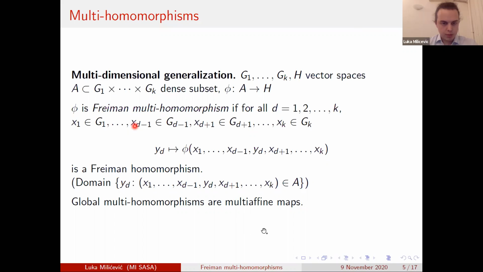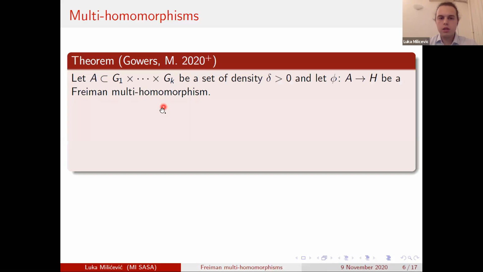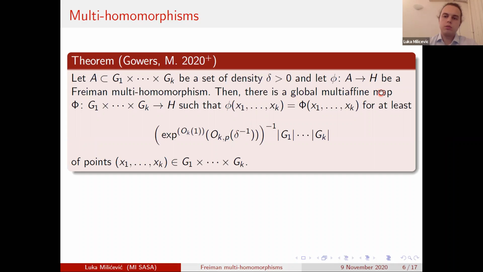Okay, so we've defined Freiman multi-homomorphisms and we've indicated what global Freiman multi-homomorphisms are. And now we're ready to state our main results. So this is a theorem Tim and I proved this year. And it essentially says, well, Freiman multi-homomorphisms come from the thing you hope they come from, namely they come from global multi-affine maps. So once again, let A be a dense subset of this product G1 up to GK. Let phi from A to H be a Freiman multi-homomorphism. And then one can conclude that there is a global multi-affine map big phi. So its domain is actually the full product. And little phi and big phi coincide on a rather dense set.